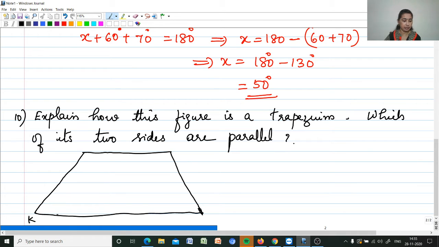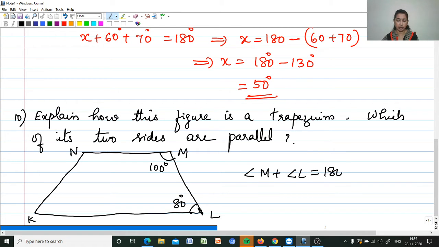It is given the names K, L, M and N. Here this angle is 100 degrees and this angle is given as 80 degrees. Explain how this is a trapezium. That's the question. So here angle M plus angle L, we are getting it as 180. In a trapezium, adjacent angles sum will be supplementary. So these two angles' sum we are getting as 180. That is the sum of interior angles. So that is one condition.